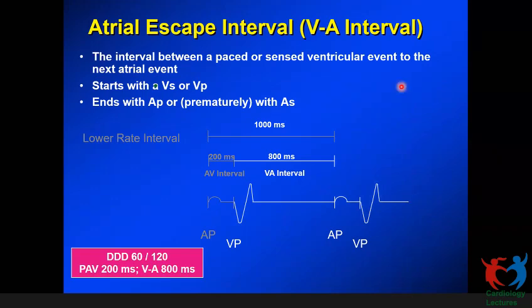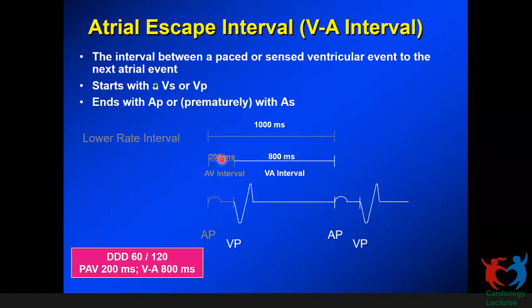In the current dual chamber pacemakers, because the timing is based on the atrial channel, the VA interval is not a programmable interval. In a dual chamber pacemaker, we do program a lower rate and we program an AV interval. So in this example, the lower rate is 60 beats per minute, which is 1000 millisecond, and we have programmed an AV interval of 200 millisecond. And in this case, the VA interval happens to be 800 millisecond, which is 1000 minus 200 millisecond.